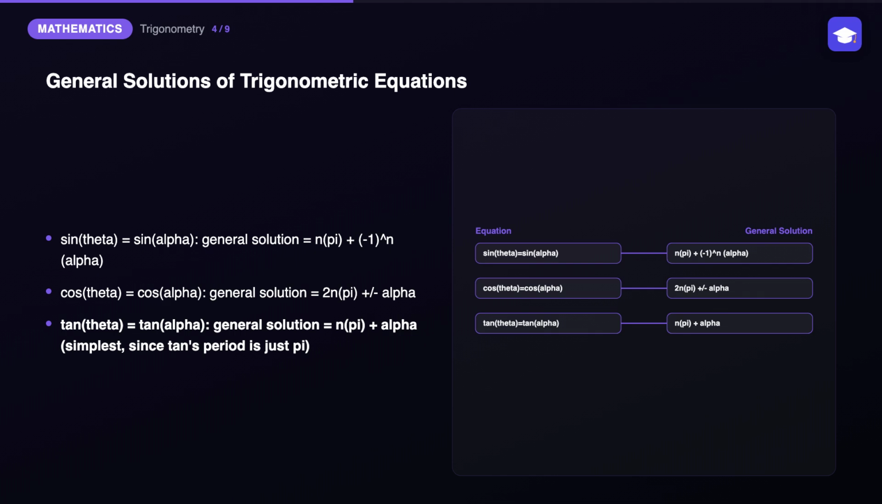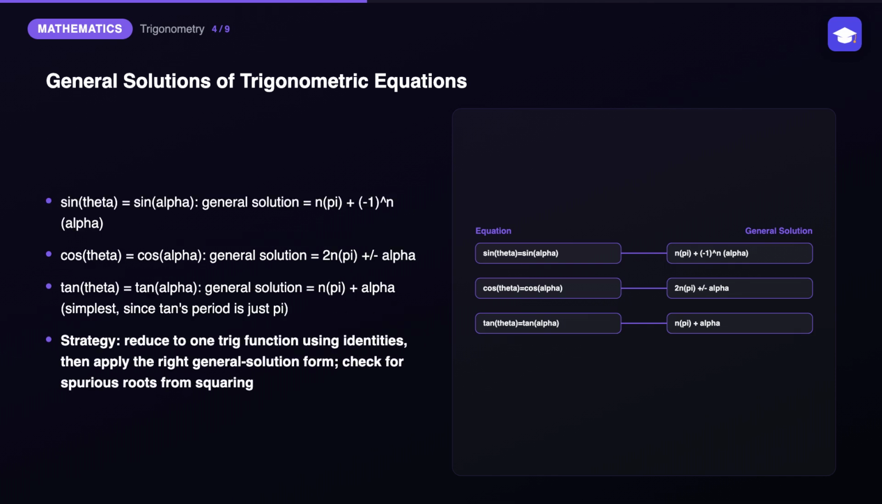When actually solving a more complex trigonometric equation, the essential general strategy is to first reduce it algebraically down to one single trigonometric function, often by strategically applying identities covered earlier, and then to solve that specific resulting simplified equation using the appropriate one of these three standard general solution forms.